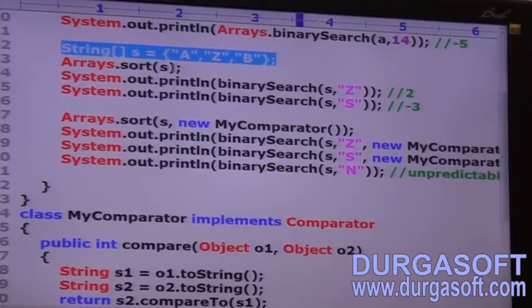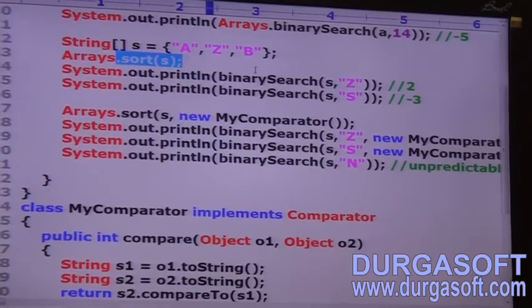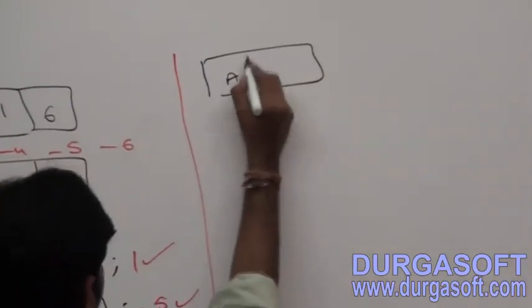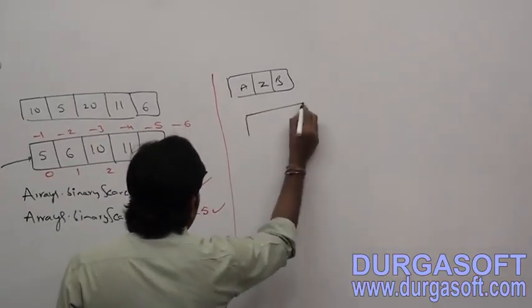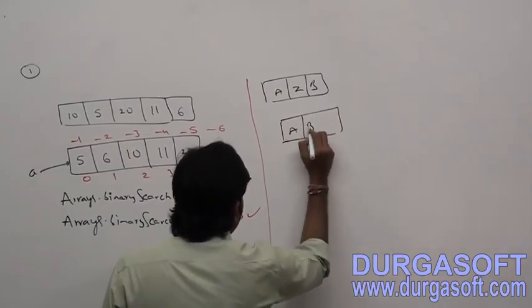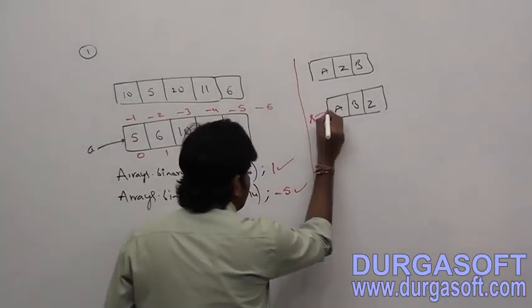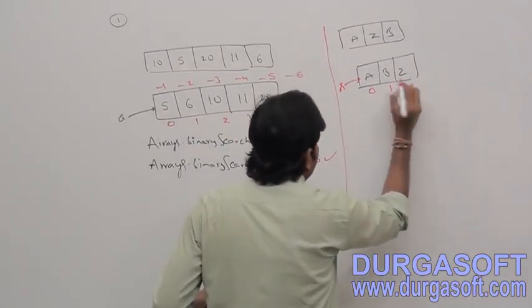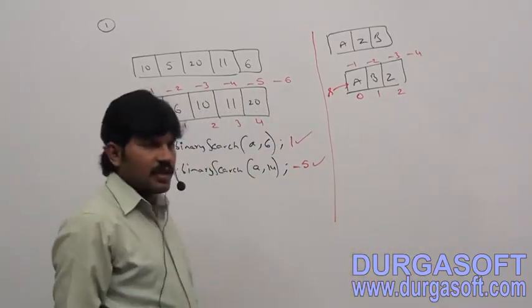Sir, is sorting based on default natural sorting or customized sorting? Default natural sorting. Now after sorting, observe the second part. The original array is what? A, Z, B. After sorting, this array will become what? A, B, Z. Okay, now the name is S. Okay, what are the insertion point and index? 0, 1, 2, -1, -2, -3, -4. Getting?